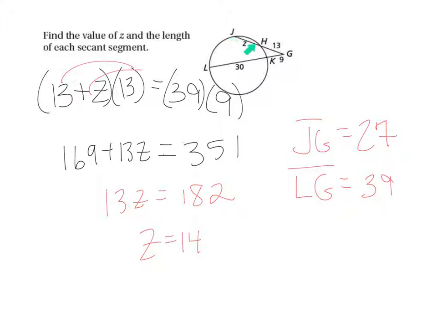Okay, so I took my total of JG, secant JG, which was 13 plus Z, and I multiplied it by the exterior 13. So 13 plus z times 13. Remember, that's going to be distributive property. Equals the total of LG, 39, times the exterior of 9. So I got 169 plus 13z equals 351. I solved that algebraically to get z equals 14. I plug my 14 back in to get the length of JG, which is 27, and then the length of secant LG, we already knew without doing anything here, would be 30 plus 9 is 39.